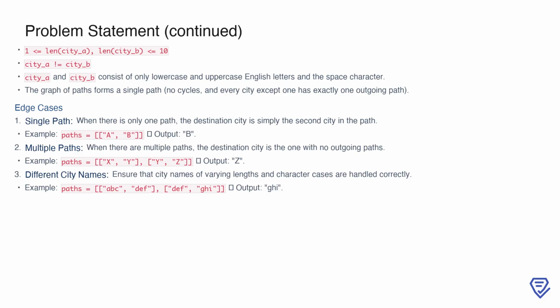For edge cases, if there's only one path, the destination city is simply the second city in that path. For multiple paths, the destination city is the one with no outgoing paths. Additionally, the solution must handle city names of varying lengths and character cases correctly, ensuring that the output is accurate regardless of these variations. This guarantees that the problem can be solved efficiently and correctly under all valid inputs.